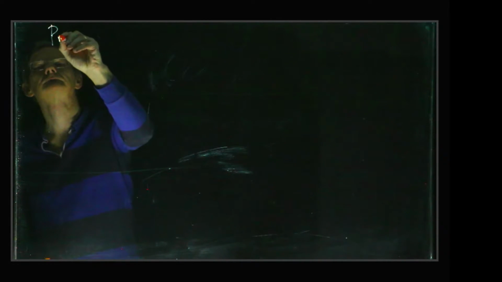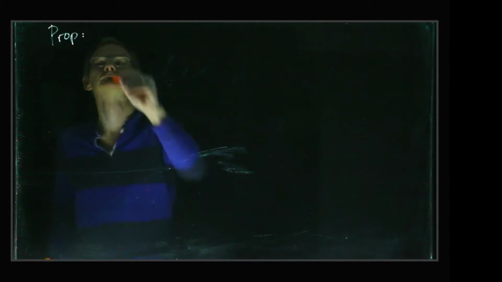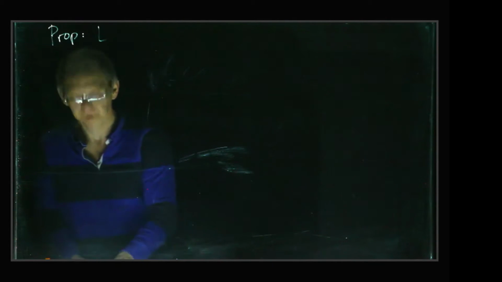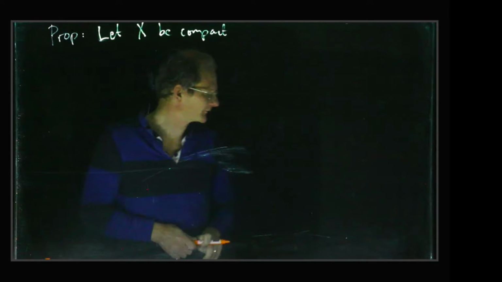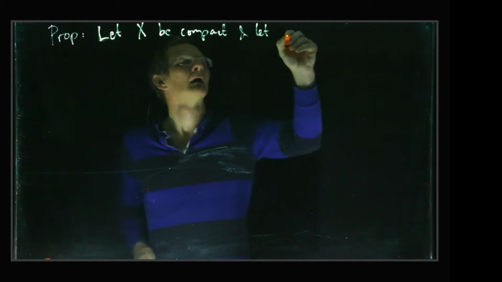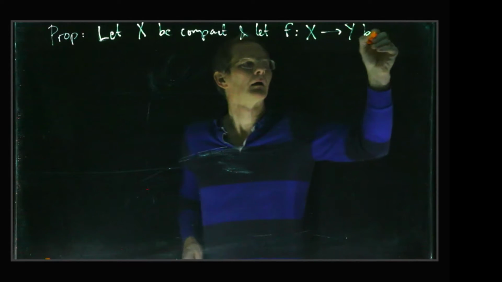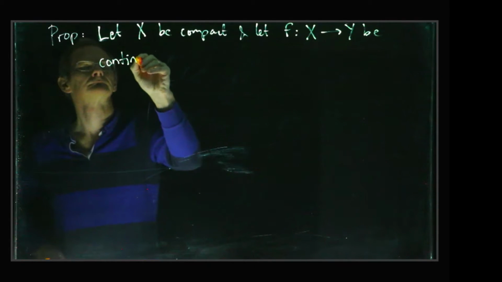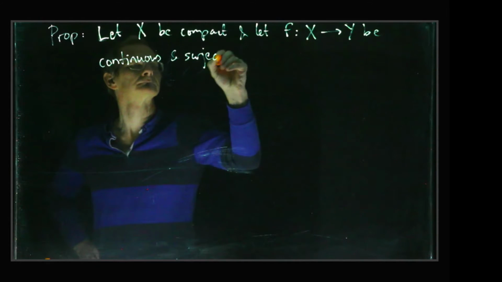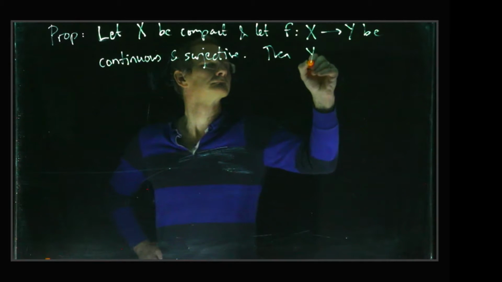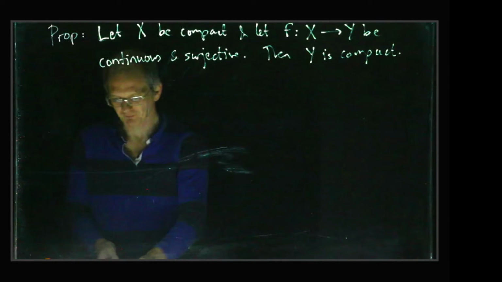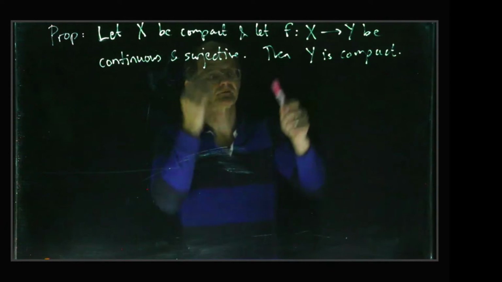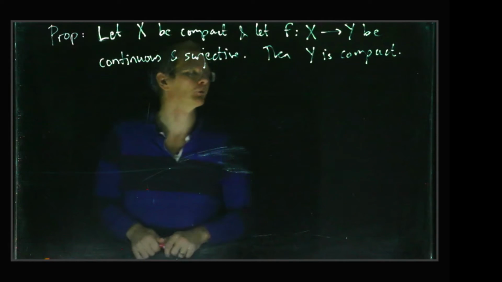So now we want to deal with quotient spaces, but we'll do something just a little bit more general. Okay, so let X be compact, and let f from X to Y be continuous and surjective. Then Y is also compact. You should think of compact as kind of meaning small in some sense. And so if we've got a surjective map from a small thing to another thing, then the other thing also has to be small.